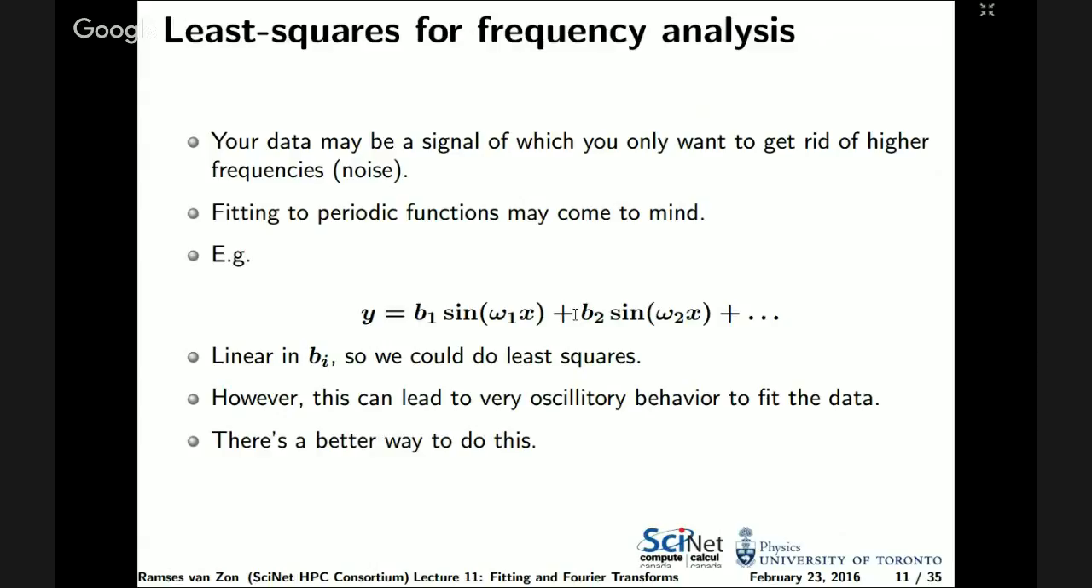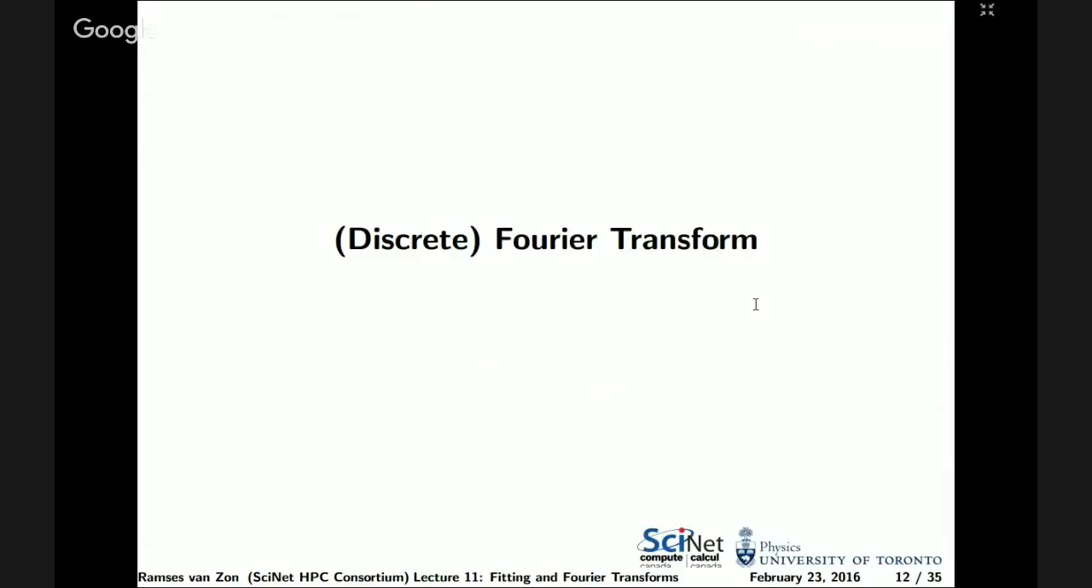We could give these different basis functions to our least squares fitter and start chugging along and try computing this. Now, the trouble is if you get this a little bit wrong, these are oscillating quantities. A little bit wrong gives us lots of oscillations. And so there's a better way to do this when we're looking at frequency analysis. And that is the discrete Fourier transform.